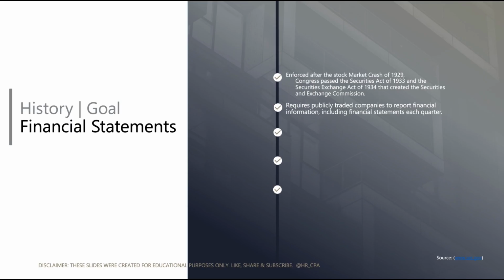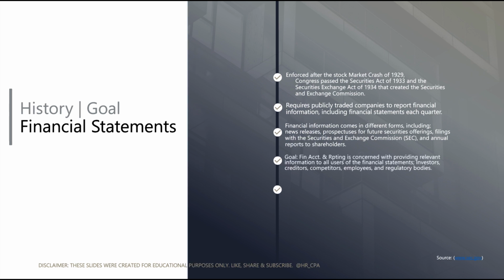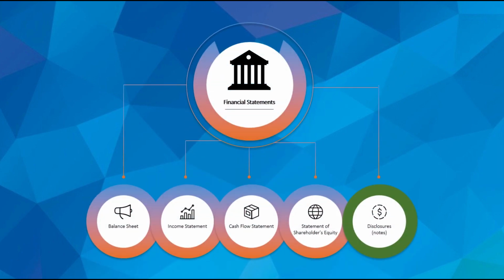Now, let's talk about the financial information that goes into creating financial statements. Financial information can be generated from different forms, including news releases, for example, the stock exchange, filings with the Securities and Exchange Commission, the SEC, and annual reports to shareholders. Financial statements comprise the balance sheet, the income statement, the statement of cash flow, the statement of shareholders' equity, and the disclosures, otherwise known as the footnotes or the notes for short.